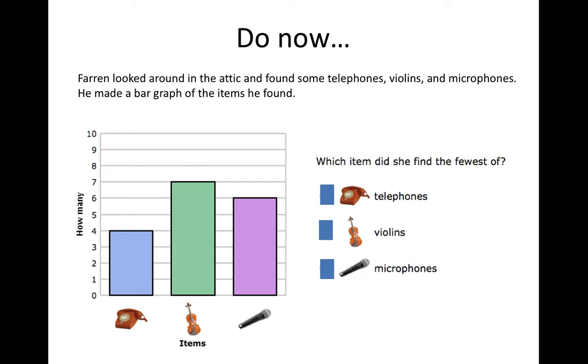So we had 4, 7, and 6, which is the smallest number? 4, which is for telephones. So she had the least amount or the fewest telephones. So we would just check off this box here.